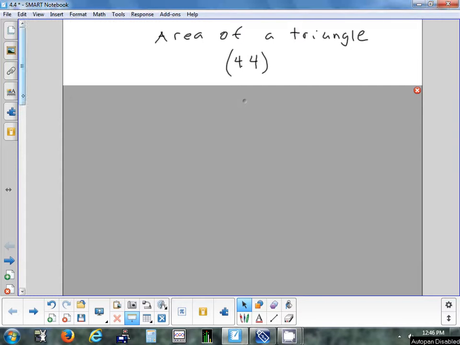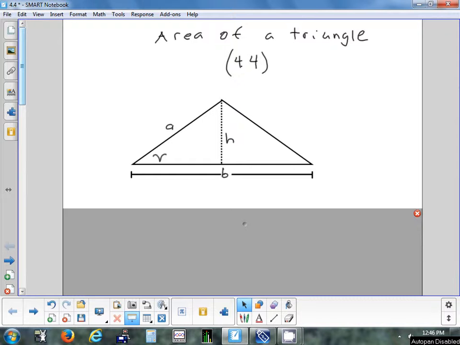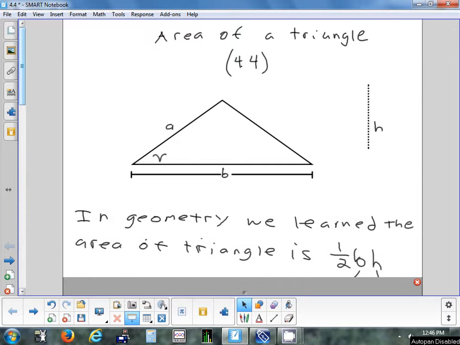Okay, so section 4.4 is on area of a triangle. And we're going to use this diagram in a little bit. Again, I'll draw that in after. Okay, so from geometry, we've done area of triangles before. Generally the formula you use is area equals 1/2 BH.